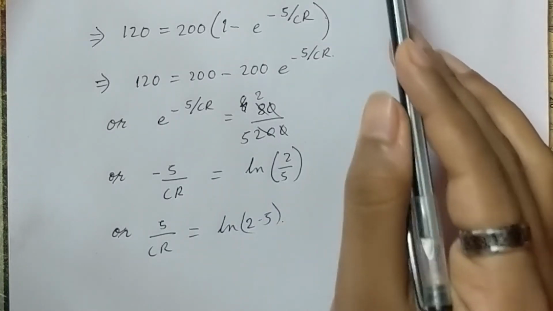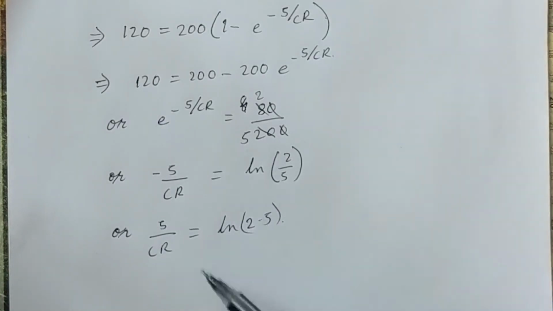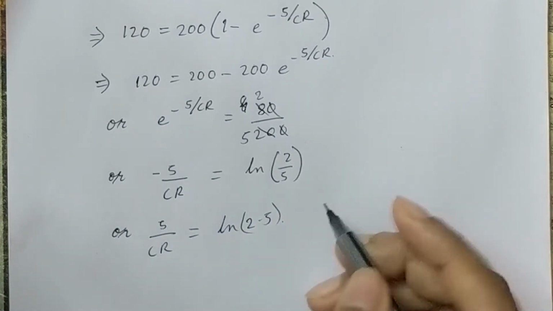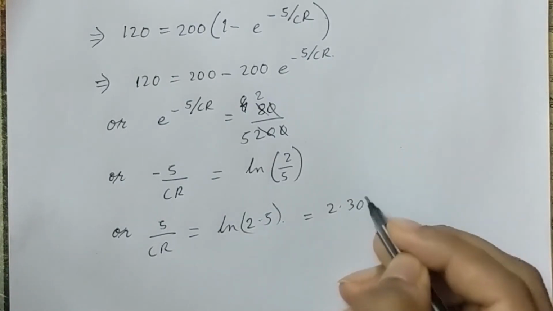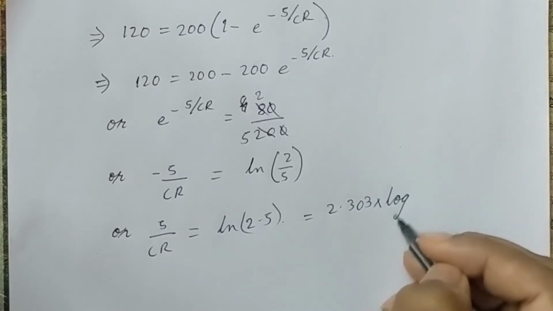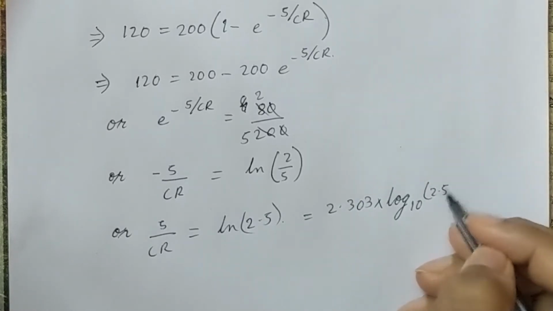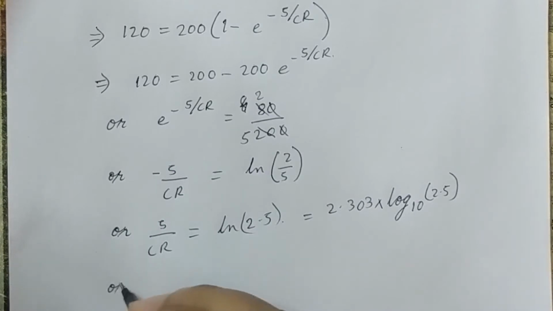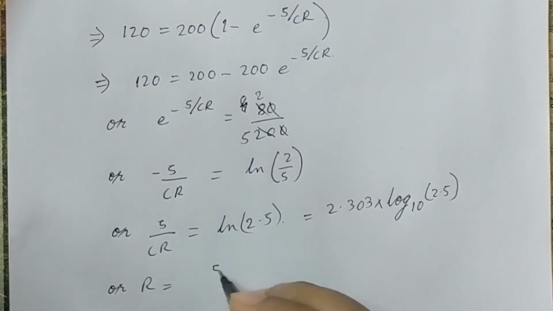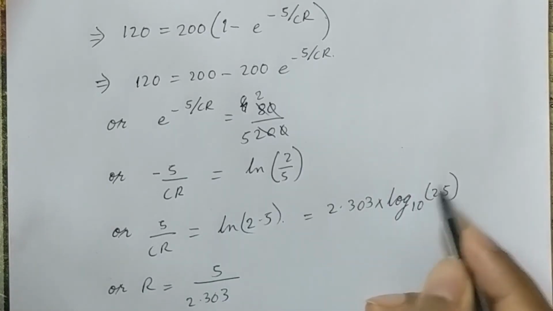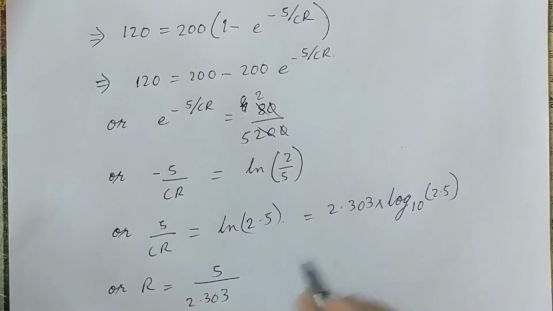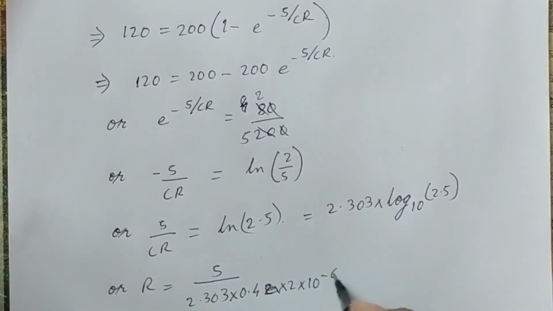Now we have been given log base 10 of 2.5, that is 0.4. We have it as a natural log, so to convert it we can multiply 2.303 into log base 10 of 2.5. From here it is easy to calculate R. We have R is equal to 5 divided by 2.303 into the log base 10 of 2.5, that is 0.4, into your capacitance C, that is given as 2 microfarad, so multiplied with 2 into 10 to the power minus 6.